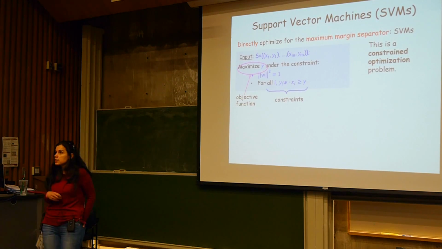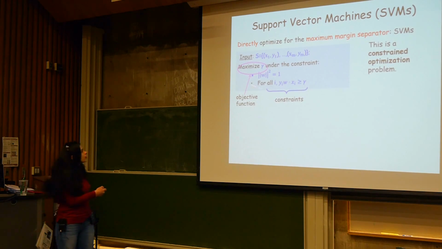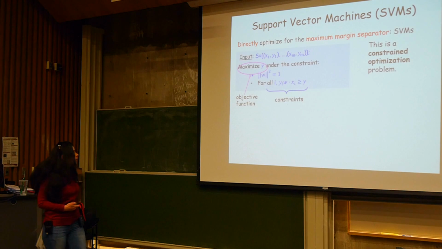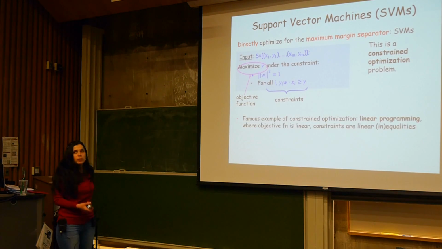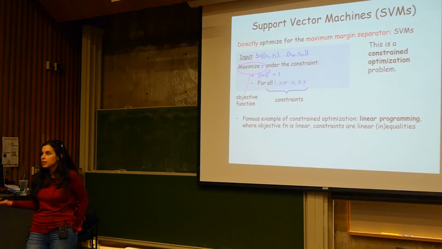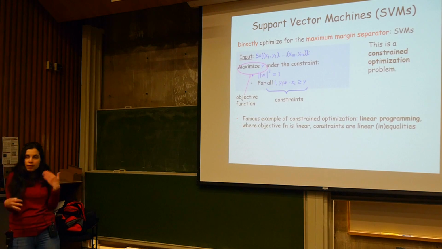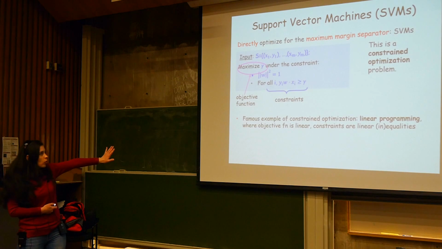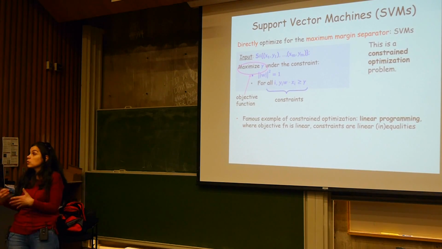So I have two types of constraints. One of them is that the vector has unit length, and the other one is that all the points are classified by margin at least gamma. Okay? Right, so it's a constrained optimization problem. You are probably familiar with such optimization problems. I'm sure you must have seen something like linear programming, where what you are trying to optimize is a linear function subject to linear constraints. So if you had a linear programming type of optimization problem, then there are efficient polynomial algorithms to solve it.